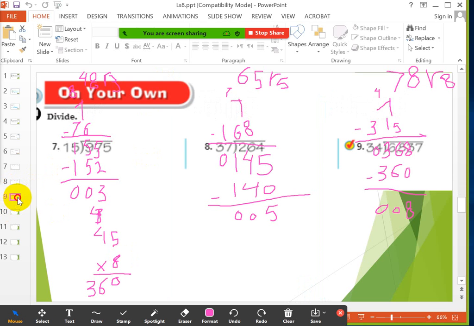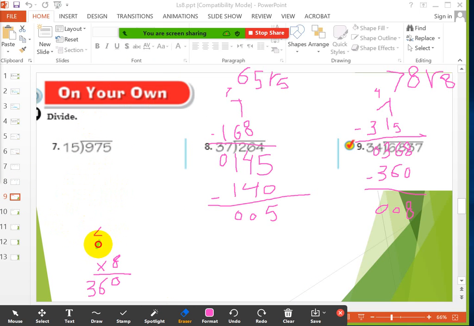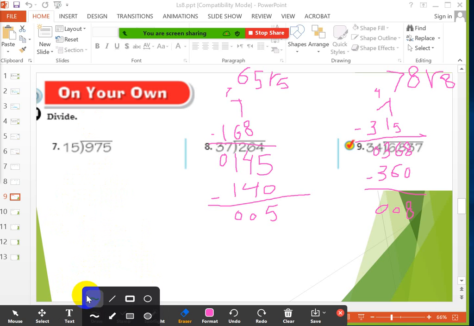Thank you. Let's move to page 133. Let's divide 975 by 15. Okay, let's divide. 9 divided by 15. Can I divide 9 on 15? No. So I will take the 7. So the first digit in the quotient will be in the tens place.